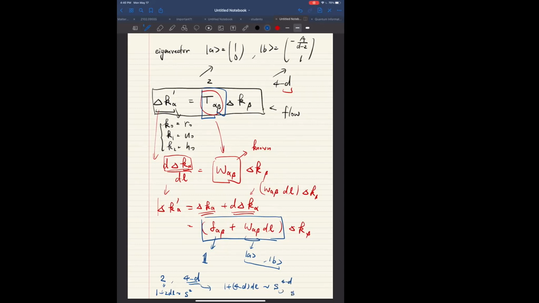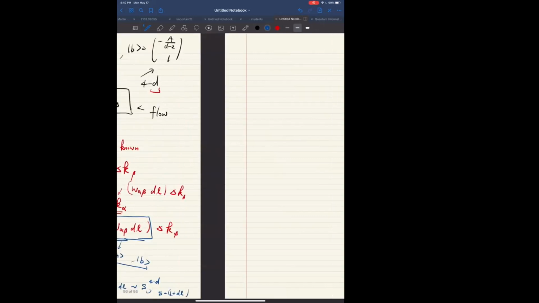Recall we do this like this one, right? Okay, so the eigenvalue changes. So sorry, what I must say is that the eigenvalues of this one are 2 and 4 minus d. The eigenvalues of this one will correspond to s to the 2 and s to the 4 minus d, right? So we have basically the eigenvalue equation.